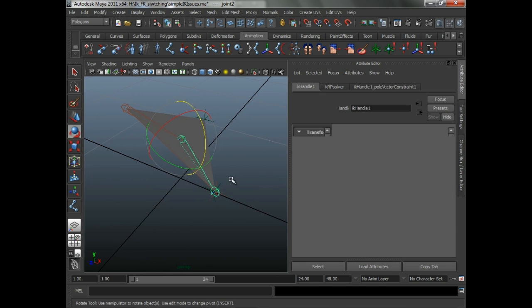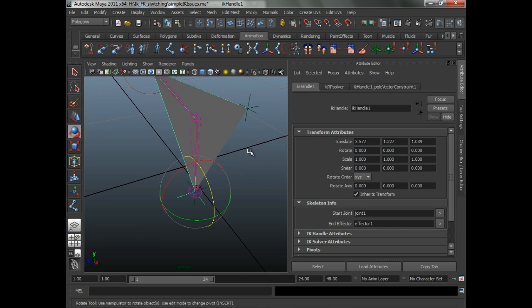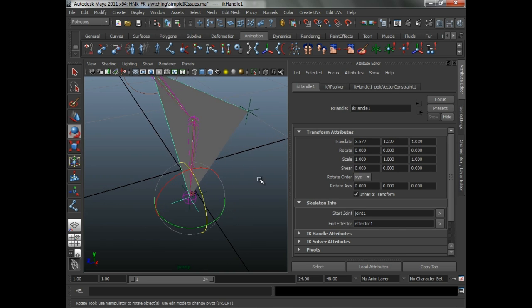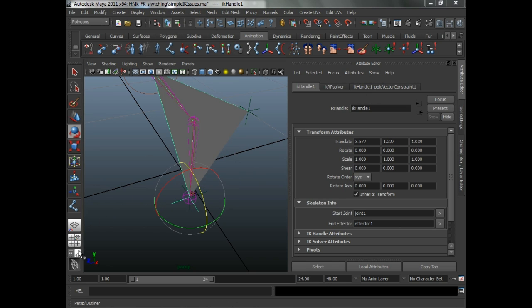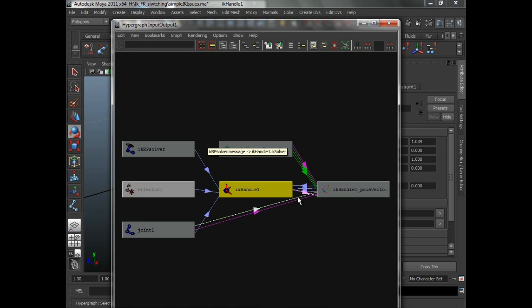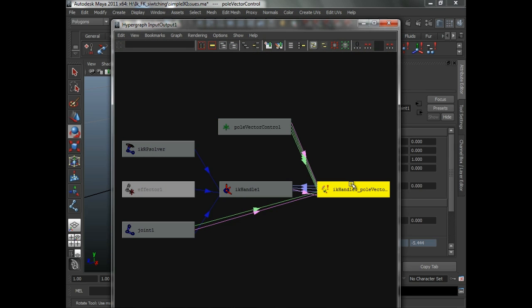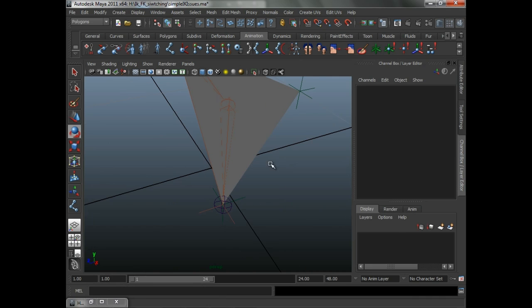Oh, you know why? Because we got the pull vector constraint on. It's not letting us. That's why. So let's kill that pull vector constraint real quick. Outliner. Nope, that was a mistake. Hypergraph connections. Okay, so I killed the pull vector constraint.